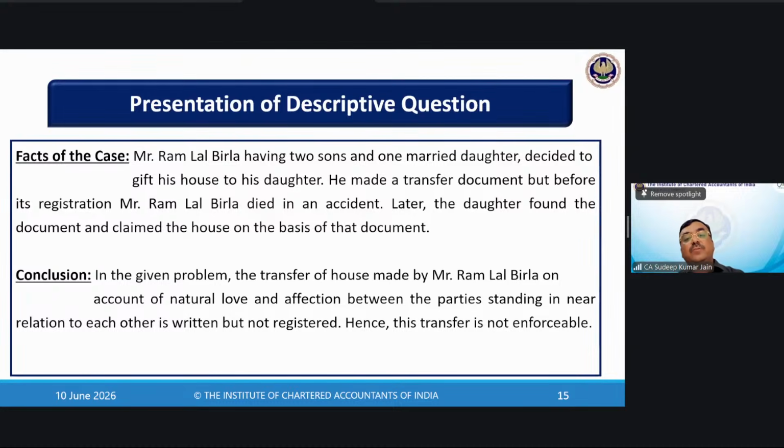In the given problem, the transfer of the house made by Mr. Ramlal Birla on account of natural love and affection between the parties standing in near relation to each other is written but not registered. Hence, this transfer is not enforceable.